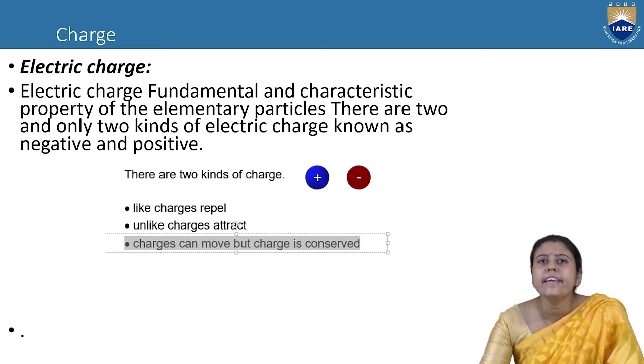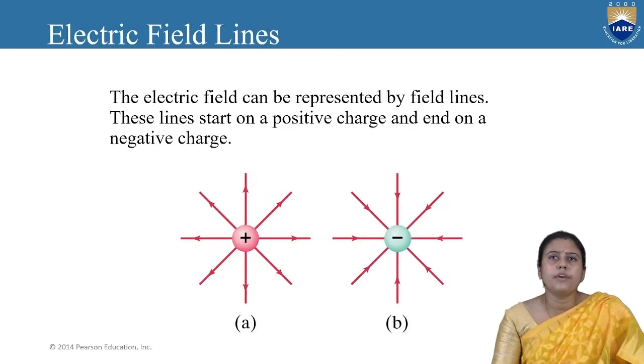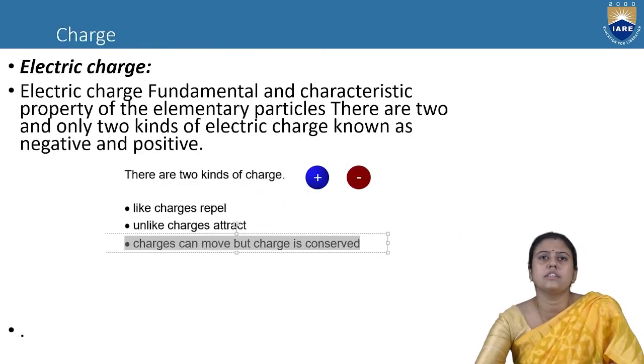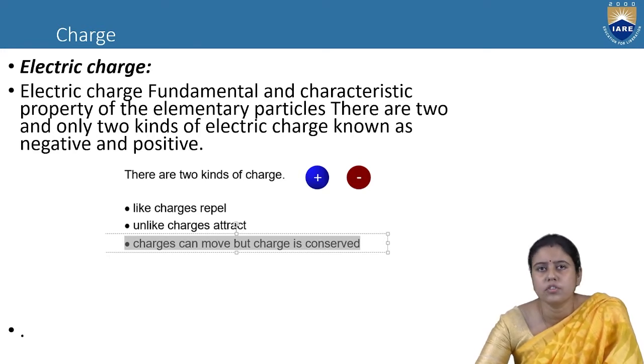What does it mean? If both charges are positive or both charges are negative, they will repel each other. On the other hand, if one charge is positive and the other is negative, they will attract each other, and they always follow the conservation law of charge. What is the meaning of the conservation law of charge? Charge cannot be created or destroyed. Charge in a closed loop is always constant.